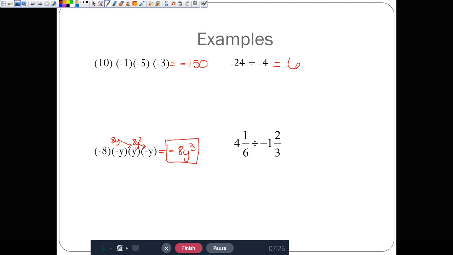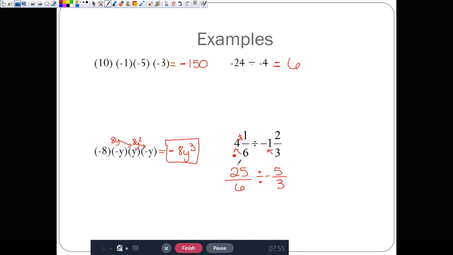Okay, first I'm going to turn these mixed numbers into improper fractions. So I'm going to multiply 4 times 6, which is 24. 24 plus 1 is 25, so this is going to become 25 over 6. 1 times 3 is 3. 3 plus 2 is 5. 5 over 3. When we are dividing fractions, we need to keep, change, flip.